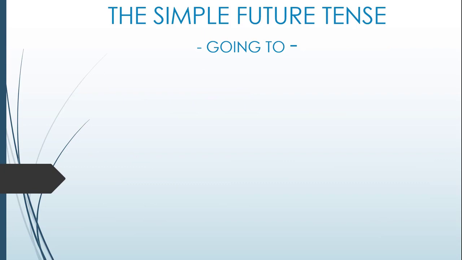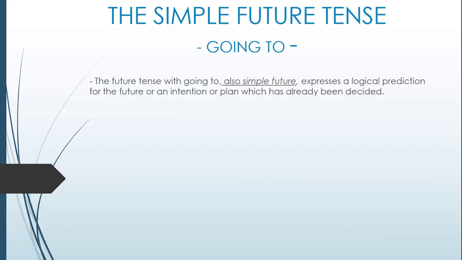There is another way to express future simple tense, and it is by using going to. The future tense with going to is also a simple future, expresses a logical prediction for the future or an intention or plan which has already been decided. This tense is constructed with the helping word be plus going to plus infinitive.